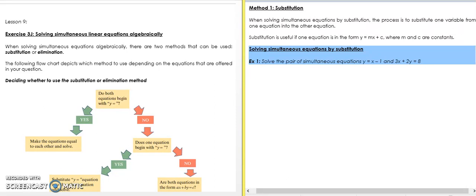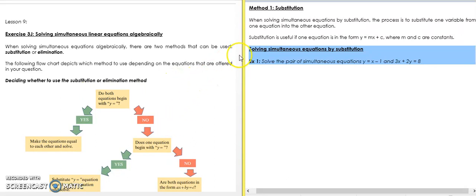Okay. So when we solve simultaneous equations algebraically, there are two methods that can be used: either substitution or elimination. So we have this flow chart that can help us out in determining which method we want to use. And using this flow chart, it will help us to solve for both x and y. We've just got to look at the simultaneous equations that we're working with and then determine which method we have to use based on specific prompts here. Okay, so I'm not going to read them out now.